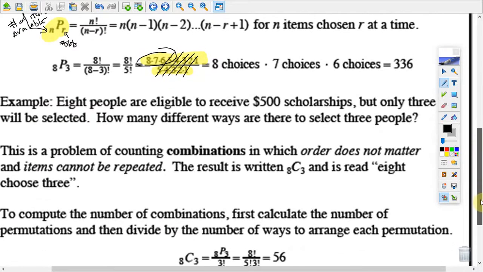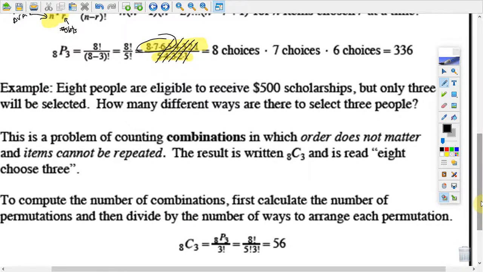Let's look at another example. 8 people are eligible to receive $500 scholarships, but only 3 people will be selected. How many different ways are there to select 3 people? So in this situation, it doesn't matter what order you're selected in. Everybody receives a $500 scholarship.